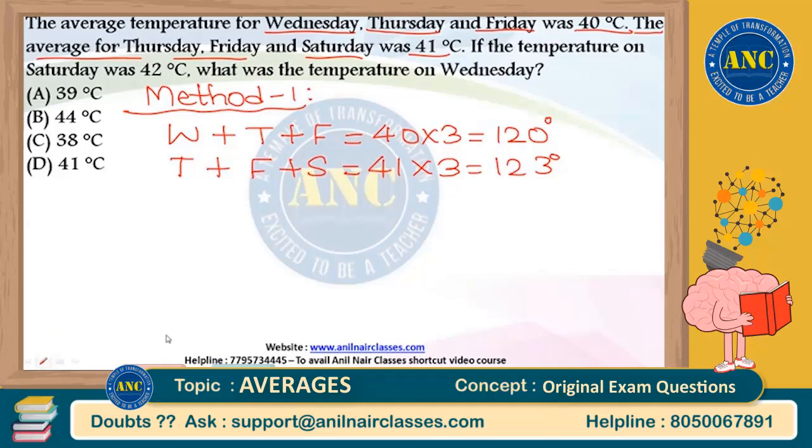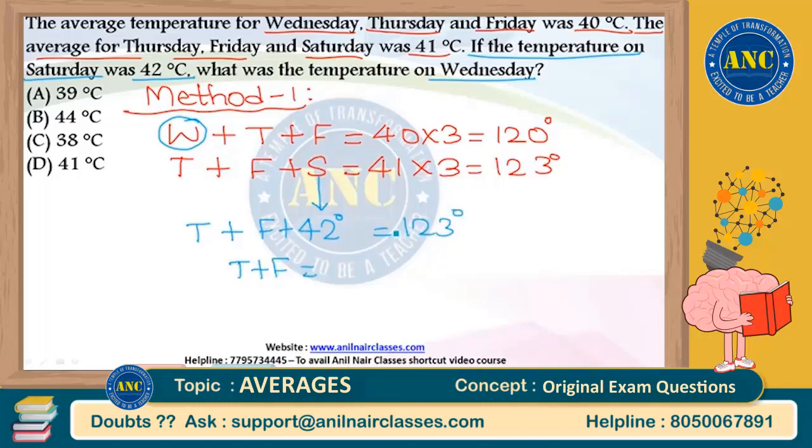Now read the next statement, sir. Your next statement says, if the temperature on Saturday was 42 degrees centigrade, what was the temperature on Wednesday? Saturday's temperature is 42 degrees. They are asking Wednesday's temperature. That means Thursday plus Friday plus 42 is equal to 123. So Thursday plus Friday is 123 minus 42. It is nothing but 81 degrees.